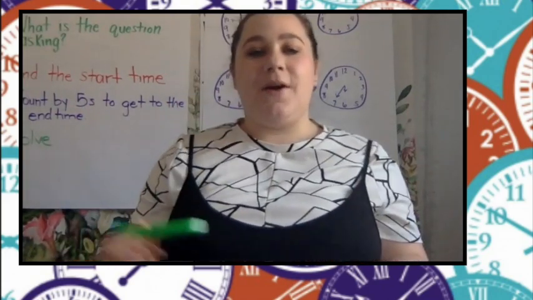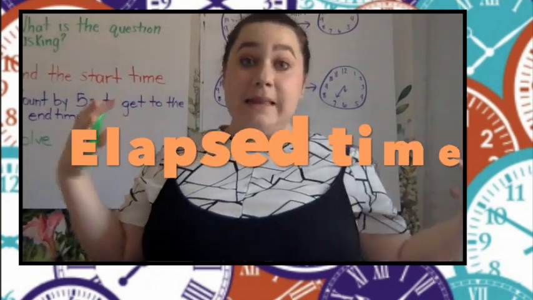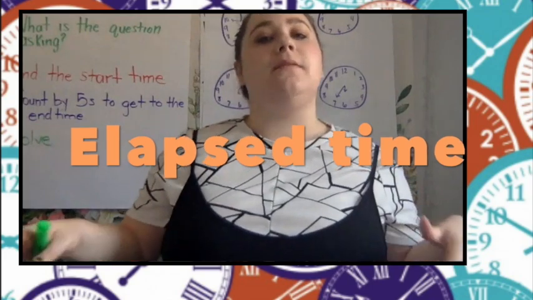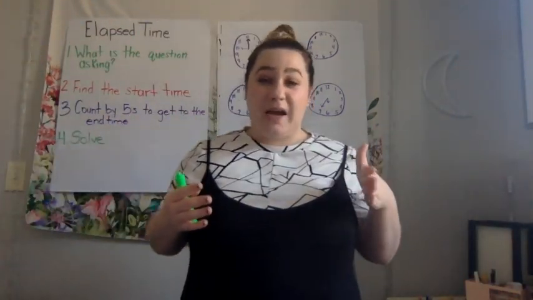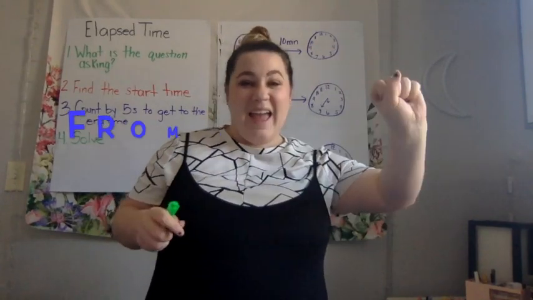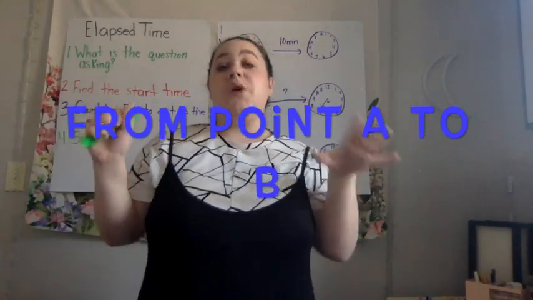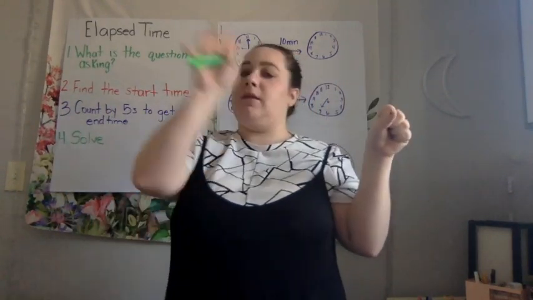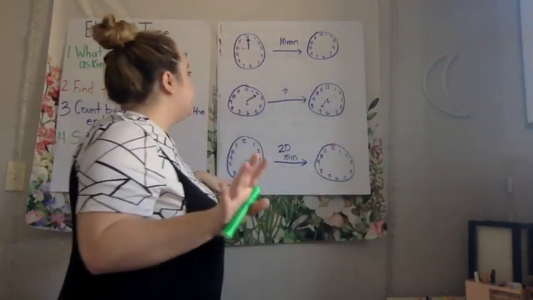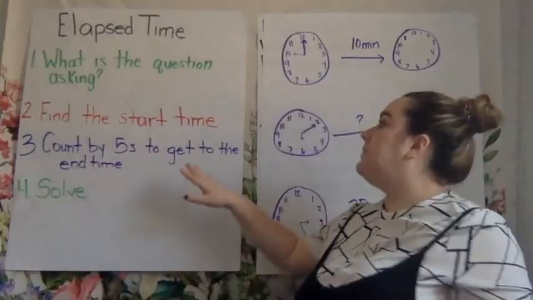Friends, today we are working on something called elapsed time. Say elapsed time. Elapsed time is the amount of time that takes place from point A to point B. So it's how much time goes by from when I look at the clock this time and when I look at the clock this time. So we have some steps when we are doing elapsed time.